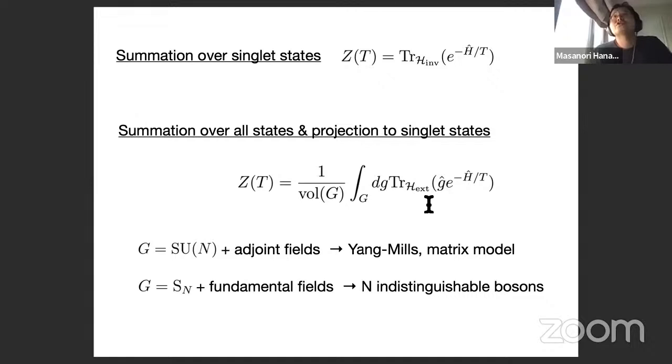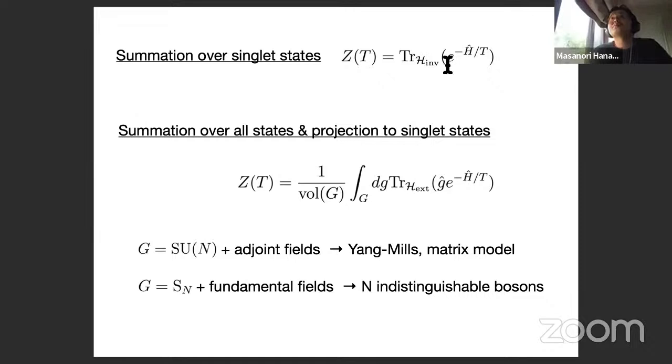There we have a gauge group G, which is the permutation group S_N in the case of indistinguishable bosons, or SU(N) in the case of matrix models. This G hat is acting on this extended Hilbert space, and we take the integral over all group elements using the Haar measure. Then G hat integrated over group G gives a projection from the extended Hilbert space to the invariant Hilbert space.